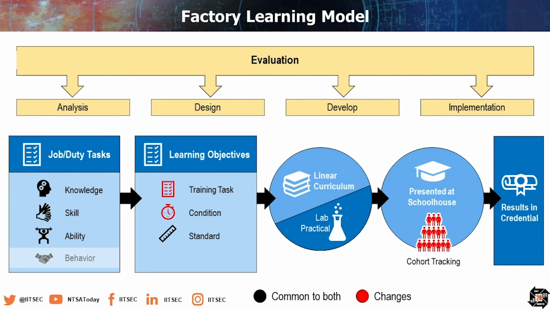This particular slide is color-coded here, where the stuff that's in black is actually common to both the factory model and the emergent competency-based model. But the red stuff is the stuff that is now de-emphasized or will be a change in between them. Next slide, please.